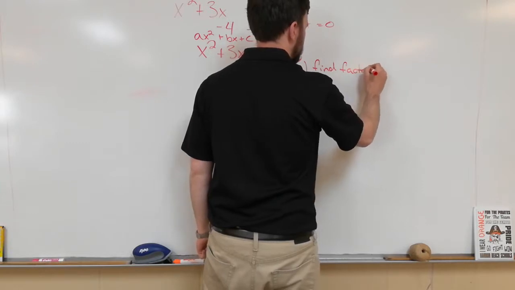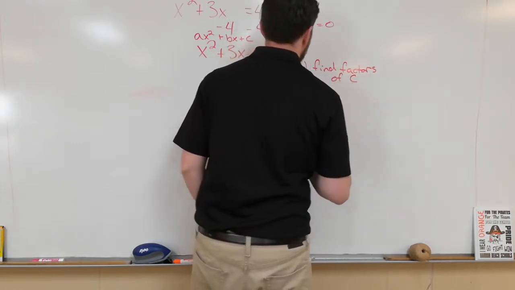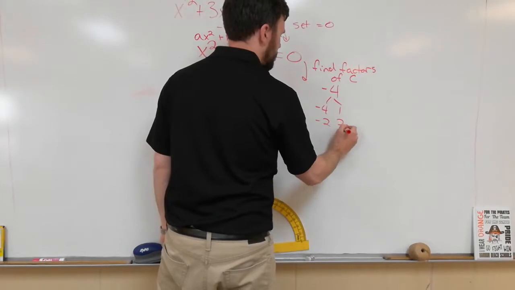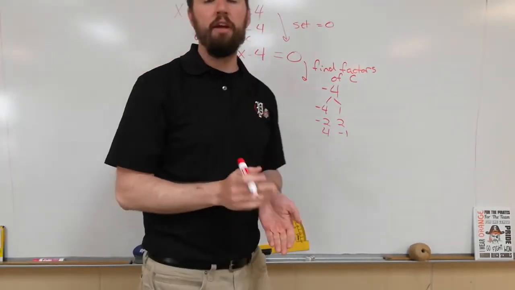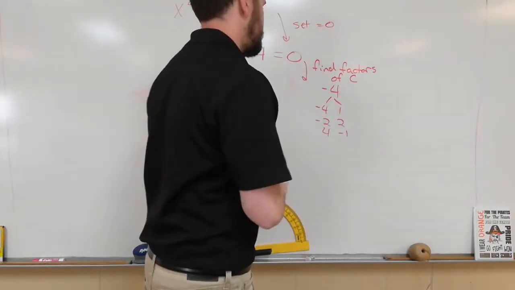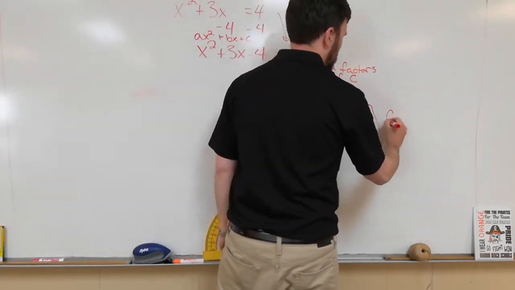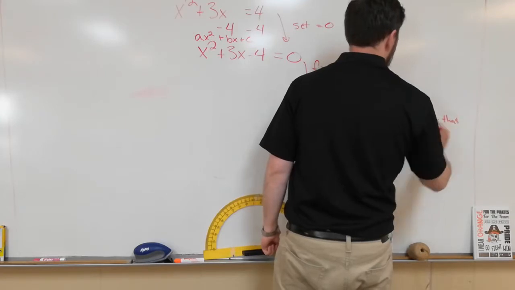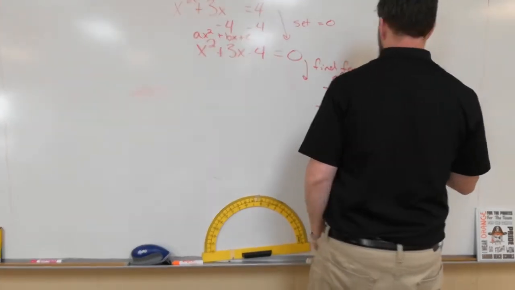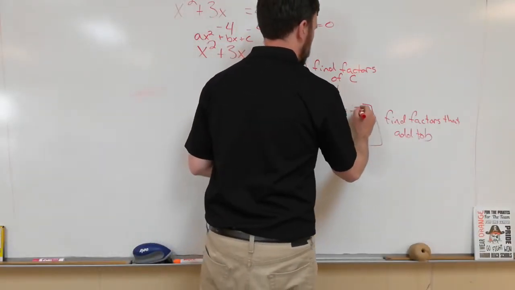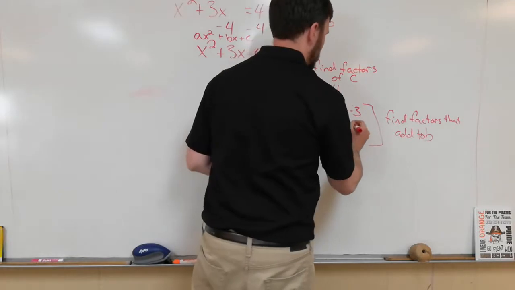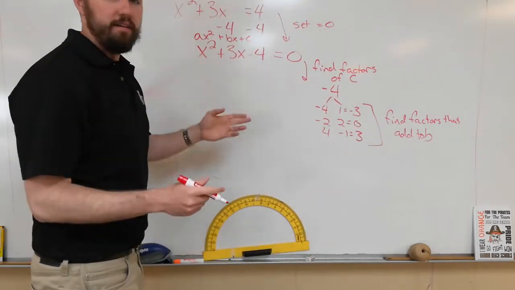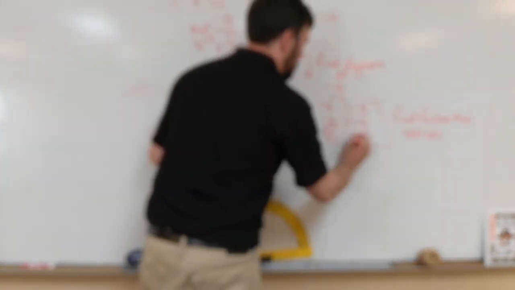factors of c. So we're going to take negative 4 and break it up. So I have negative 4 and 1, negative 2 and 2, or 4 and a negative 1. Now you don't have to write down every factor. You're just looking for when they add up to b. Find factors that add to b. So negative 4 plus 1 is negative 3, which is not 3. Negative 2 plus 2 is 0, which is not 3. 4 minus 1 is 3, which is 3. Ta-da! And that's it. This is our magic factor.